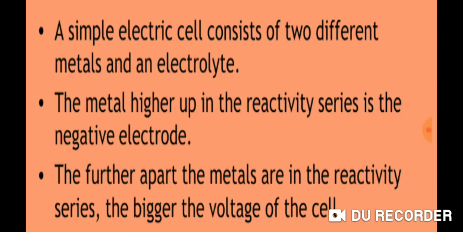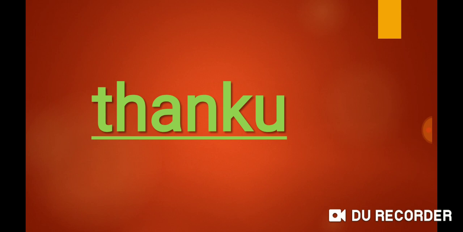A simple electric cell consists of two different metals and an electrolyte. The metal higher up in the activity series is the negative electrode. The further apart the metals are in the reactivity series, meaning those metals which are present down in the reactivity series are used as positive electrode. The larger the difference between the active metal and the least active metal in the reactivity series, the bigger the voltage of the cell. So with this, we have finished the chapter.